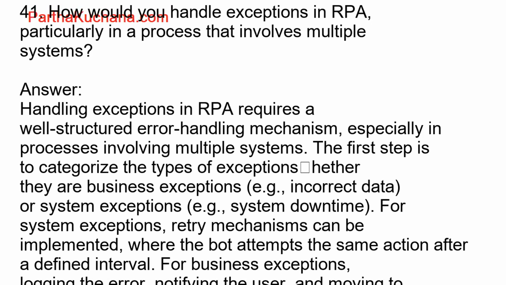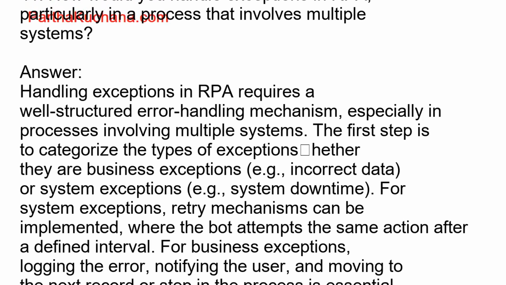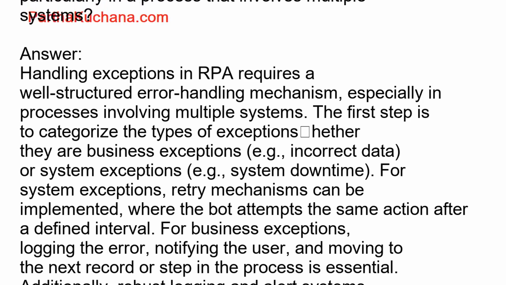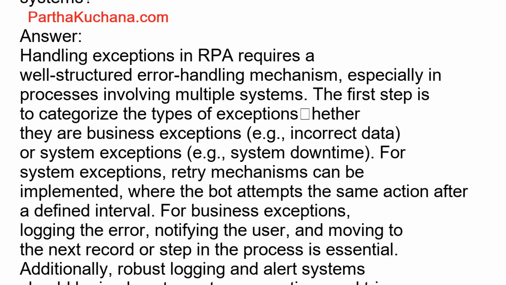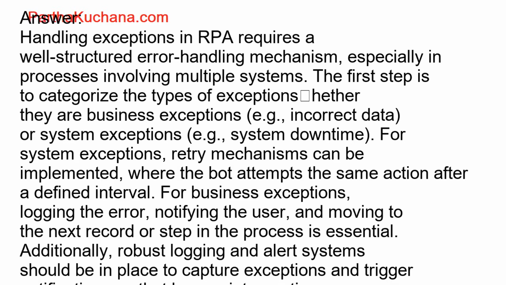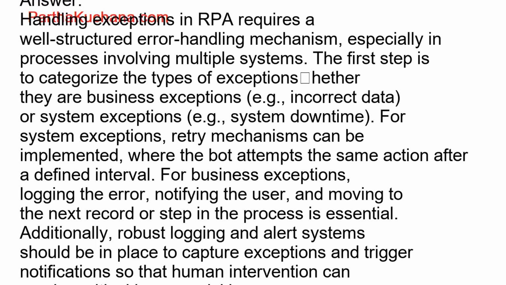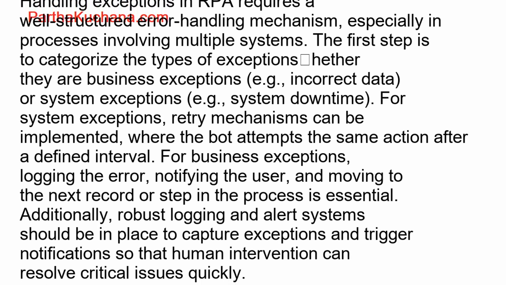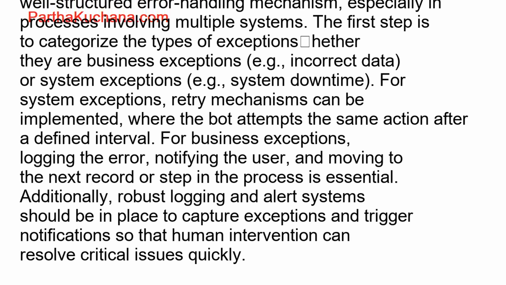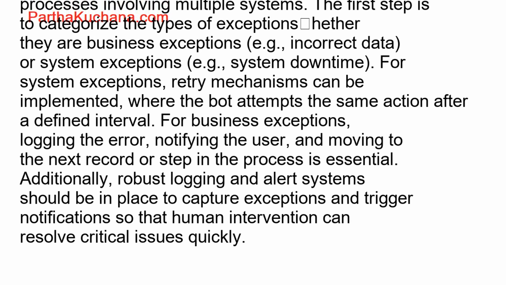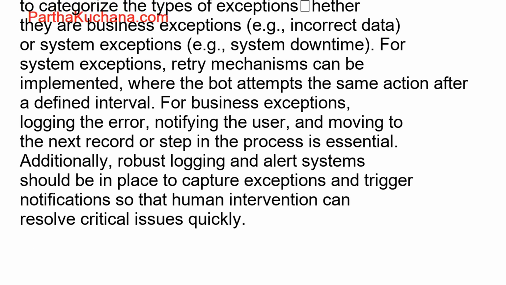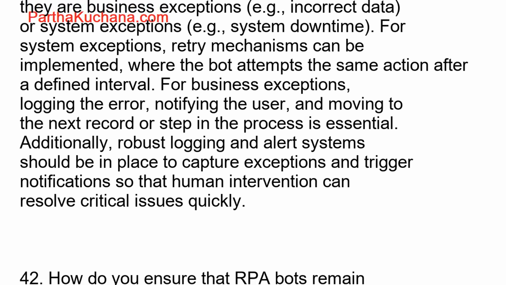Answer. Automating a process that involves both structured and unstructured data requires a combination of RPA and complementary technologies like OCR, optical character recognition, and NLP, natural language processing. For structured data, RPA can be used directly to automate tasks like data entry or data extraction from predefined formats.